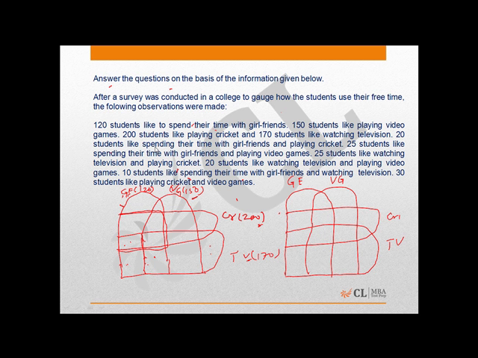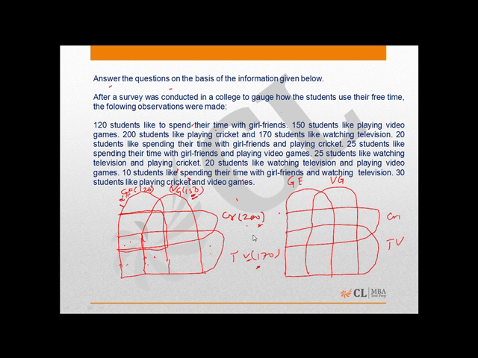On further reading, we would realize that there are four different ways in which students like to spend their time: spending time with their girlfriends, playing video games, playing cricket, and watching television. So, in this diagram, spending time with girlfriend stands for 120. 150 students like playing video games. 200 like playing cricket, and 170 like watching television.